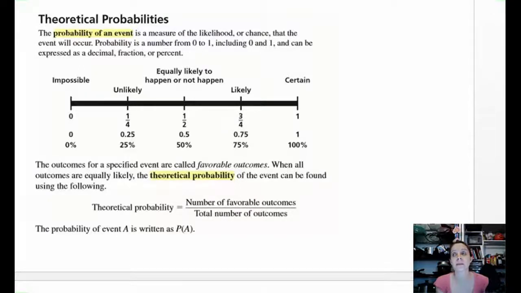What's an event that's going to happen 100%? The likelihood that the sun will come up tomorrow is 100%. It is certain that the sun's going to come up tomorrow. The outcomes for a specified event are called favorable outcomes. When all outcomes are equally likely, the theoretical probability of the event can be found using the following. Theoretical probability equals the number of favorable outcomes over the total number of outcomes. The probability of event A is written as P of A.